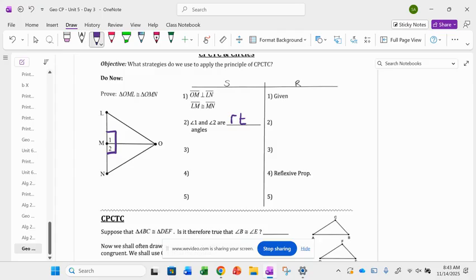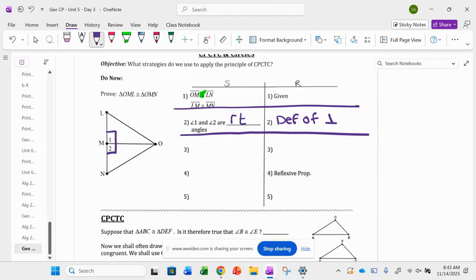And now we need our reason. Well, we go back and we say, well, it was the perpendicular part of the given that made us come to that conclusion. So what is the reason here? Def of perpendicular. You got it. And now remember, after we declare right angles, what do we always say that those right angles are? Congruent. So step number 3, we need to say angle 1's congruent to angle 2. Right angles are congruent.